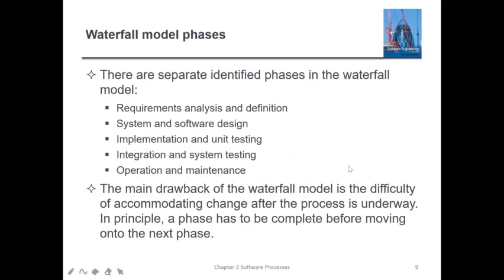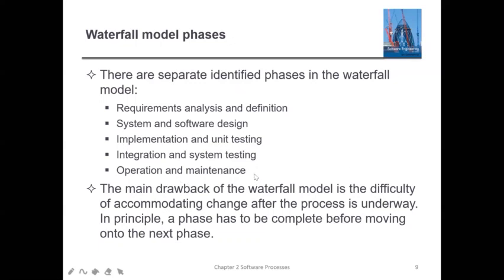So now, what are the phases here? Whatever we have seen in the diagram, all those things have been written stepwise here. What is the first step? Requirement analysis and definition, then system and software design, then implementation and unit testing, then integration and system testing, then operation and maintenance. What is the drawback of this waterfall model?